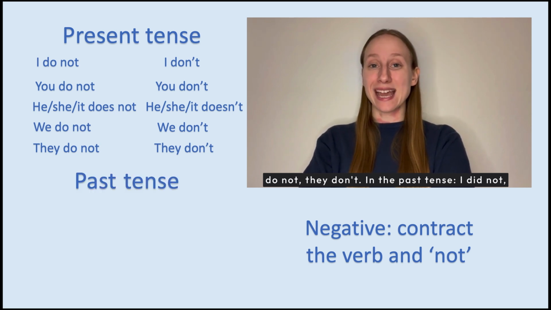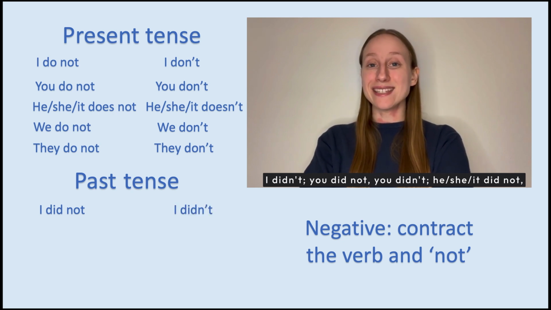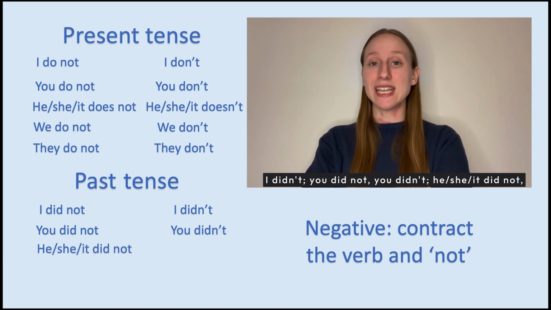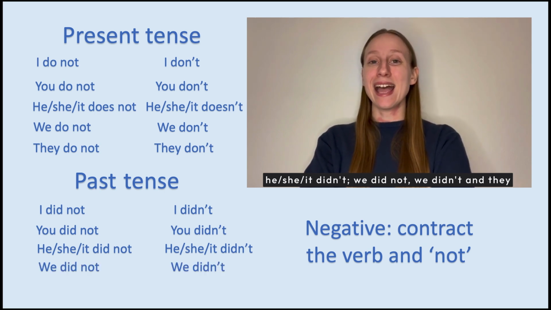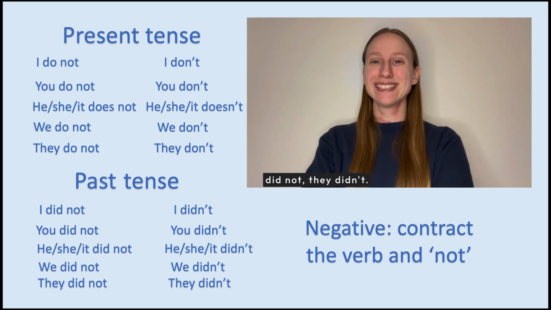In the past tense, I did not, I didn't, you did not, you didn't, he, she and it did not, he, she and it didn't, we did not, we didn't, and they did not, they didn't.